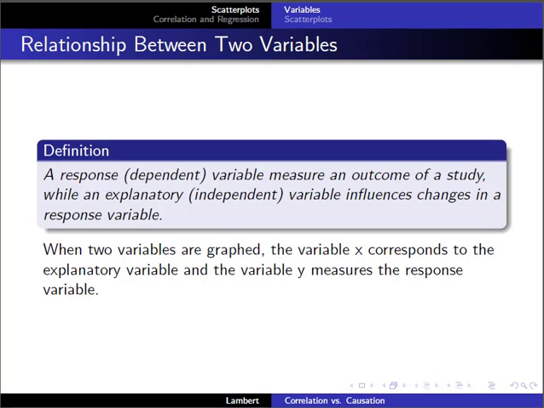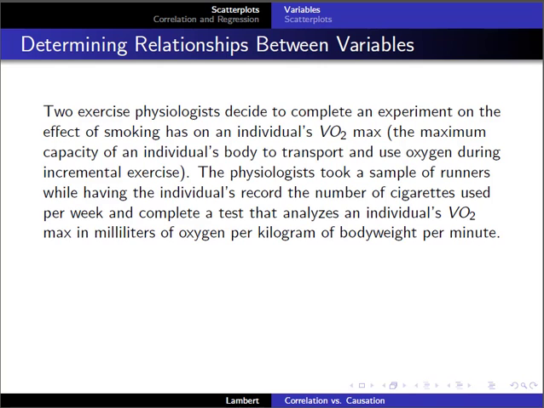Now, to keep in mind when graphing these things, we'll actually graph them in a scatter plot coming up here soon enough. The variable x will always be your explanatory variable, which you might know more as the independent variable, and the y variable is your dependent, or what we'll call here the response variable. So let's look at some examples and see if we can determine the difference between explanatory and response variables.